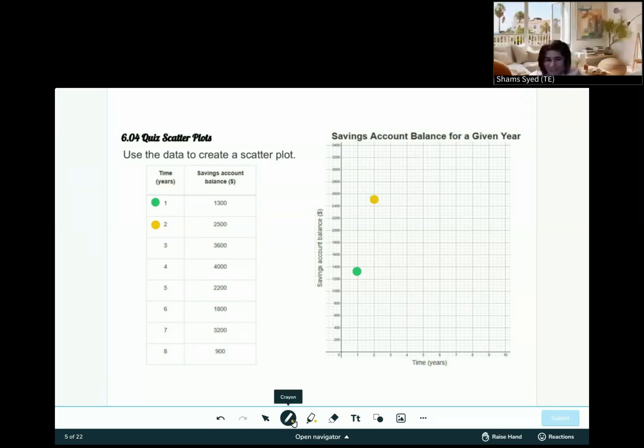Okay. And here, time is 3. Go up 3600. 3600 is even above and beyond my graph right now. My graph stopped at 3400, but I'm going to go up one more, to 3600. Notice the red dot over here.